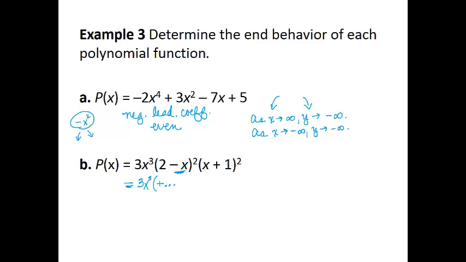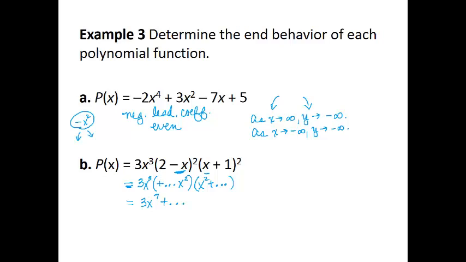We're going to get a positive x squared. In the x plus 1 squared, the leading term is x, but when we square it, we get an x squared. Multiplying these leading terms of each of the factors together, 3x cubed times x squared is 3x to the, 3, 4, 5, 6, 7.